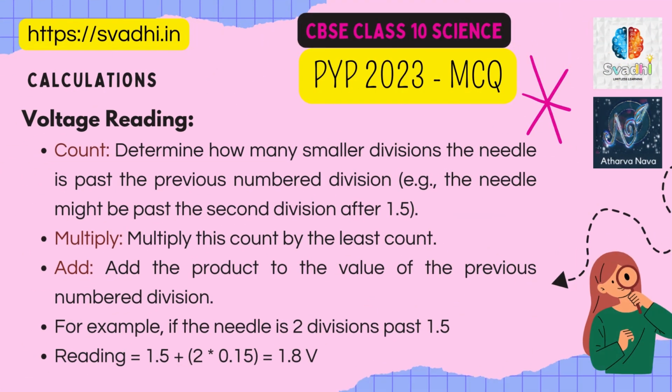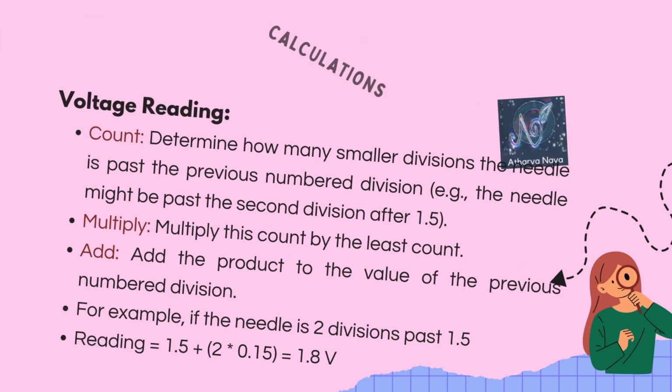Voltage reading. Count how many smaller divisions the needle is past the previous numbered division, e.g., the needle might be past the second division after 1.5. Multiply this count by the least count. Add the product to the value of the previous numbered division. For example, if the needle is 2 divisions past 1.5, reading equals 1.5 + 2 × 0.15 = 1.8 V.